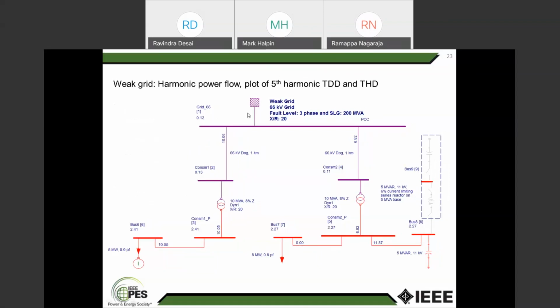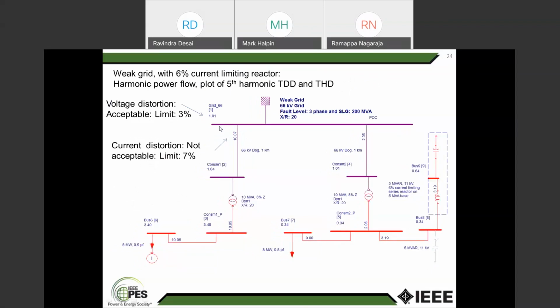Same thing in the weak grid now. Fifth harmonic, PCC and also the THD, weak grid, fault level 3-phase, SLG is 200 MVA. Therefore, now you can see here, this is 10.06. What is acceptable now? The current distortion is not within the acceptable limit now, because ISC by IL is different. Corresponding to that, the acceptable limit is 7% only now.